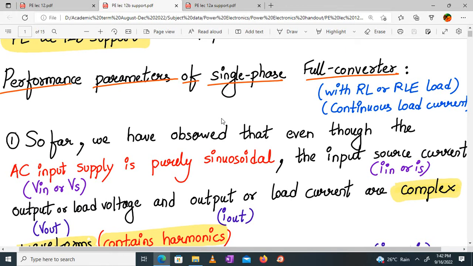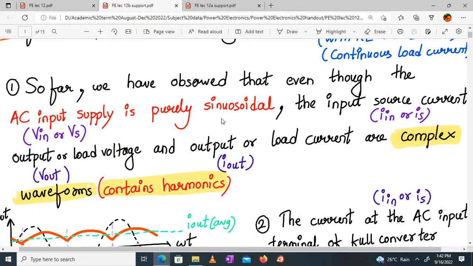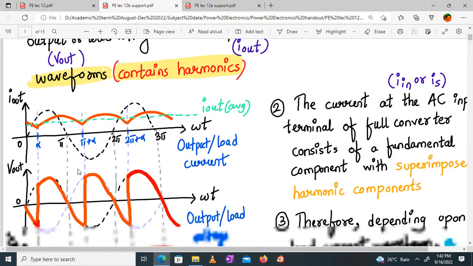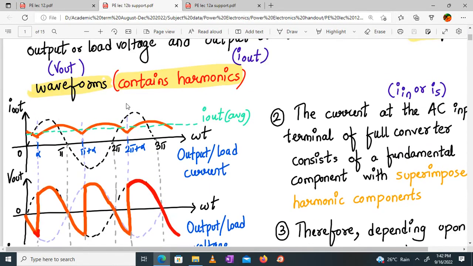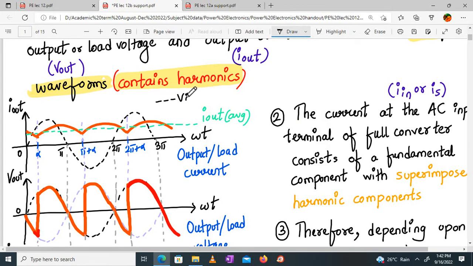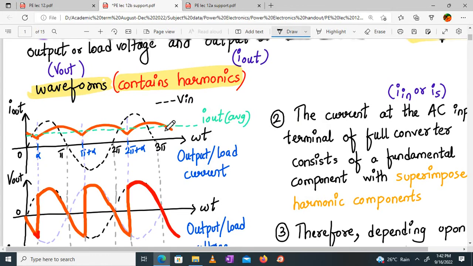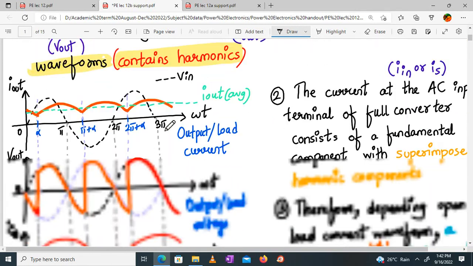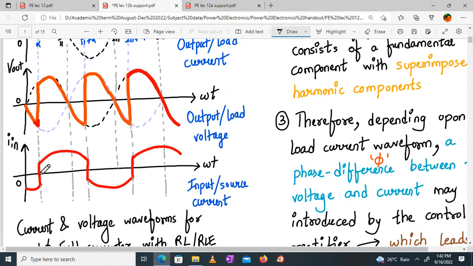Okay? So far, we have observed that even though the AC input supply is purely sinusoidal, देखो हमारा input supply ये dotted line इसमें input supply ना, ये V है, बराबर है? It's a pure sinusoidal, right? Without any harmonics and all that, right? It's purely sinusoidal. But मेरा input current sinusoidal है? Input current is sinusoidal? No, it's not at all sinusoidal. It contains harmonics, and that is what we are going to analyze. Harmonics को analyze कैसे करोगे? By Fourier series. Even and odd harmonics, right?